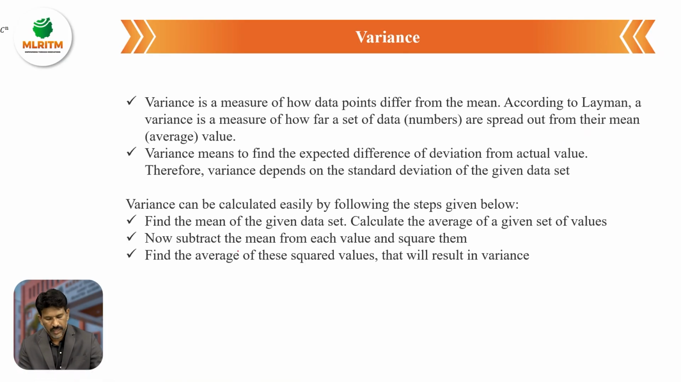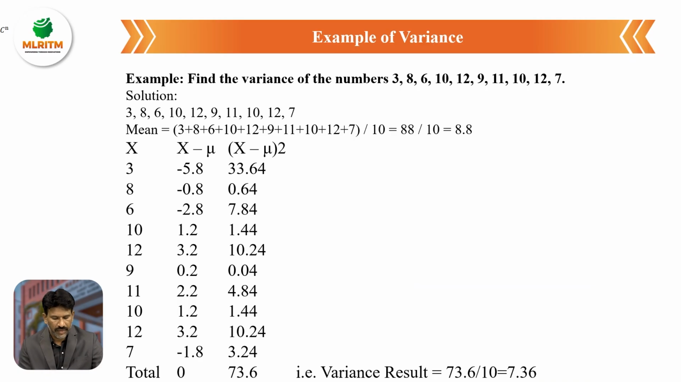Now we'll go for the subtraction, the mean from each and every value. Here the mean is 8.8. The first value in this given data set is 3. Now 3 minus 8.8, so you'll get minus 5.8. 5.8 is the first value of the subtraction.